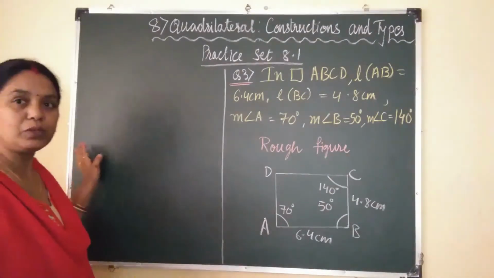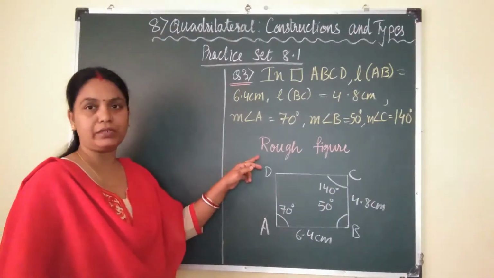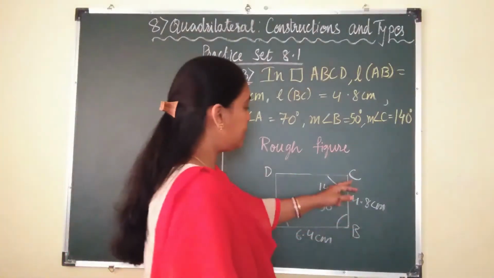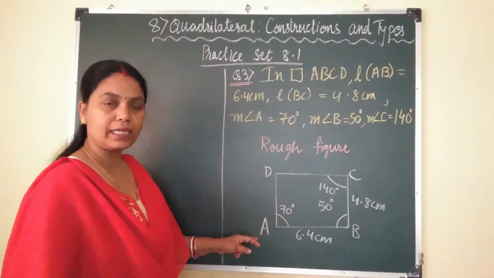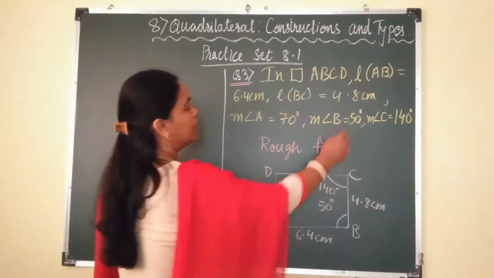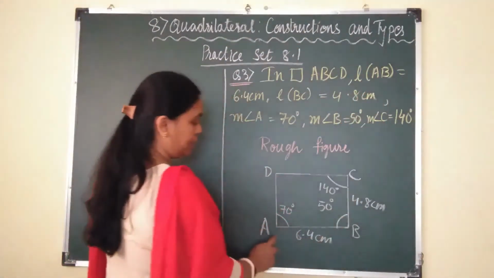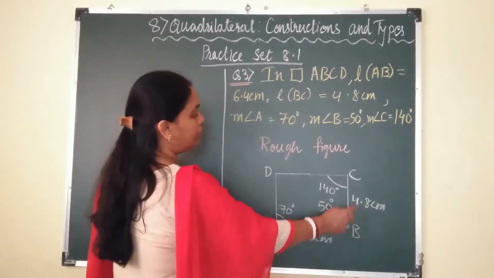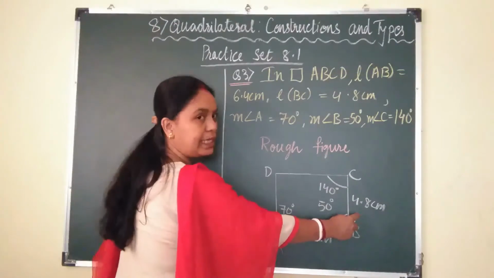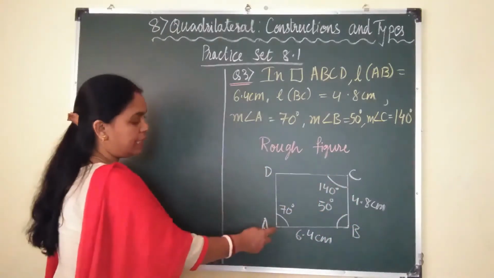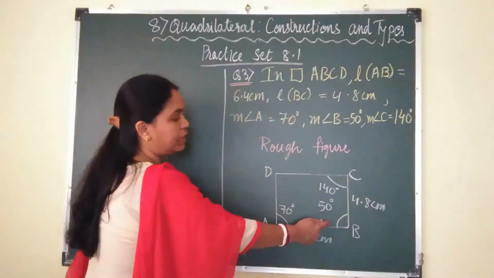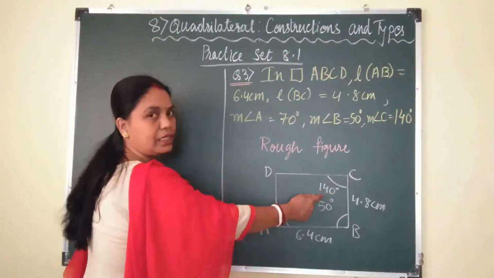Now first and foremost rule, we have to draw the rough figure. Here the quadrilateral ABCD, mark it correctly with the measurements. Length of segment AB 6.4 centimeters. Length of segment BC 4.8 centimeters. Measure angle A 70 degrees. Measure angle B 50 degrees. Measure angle C 140 degrees.